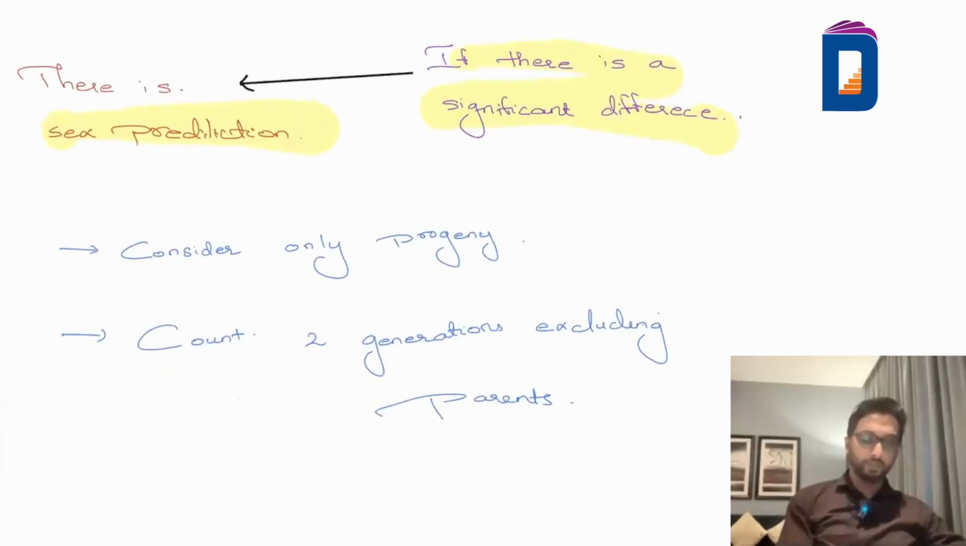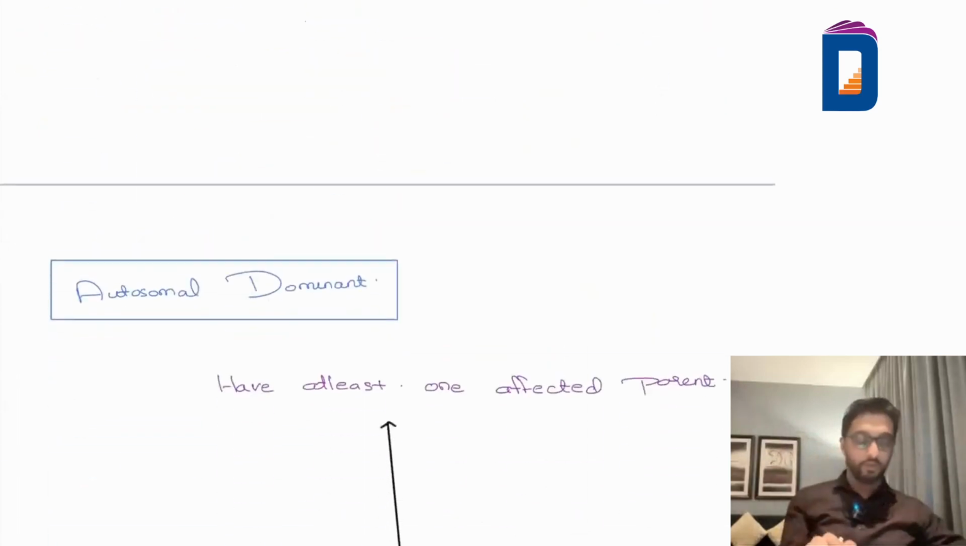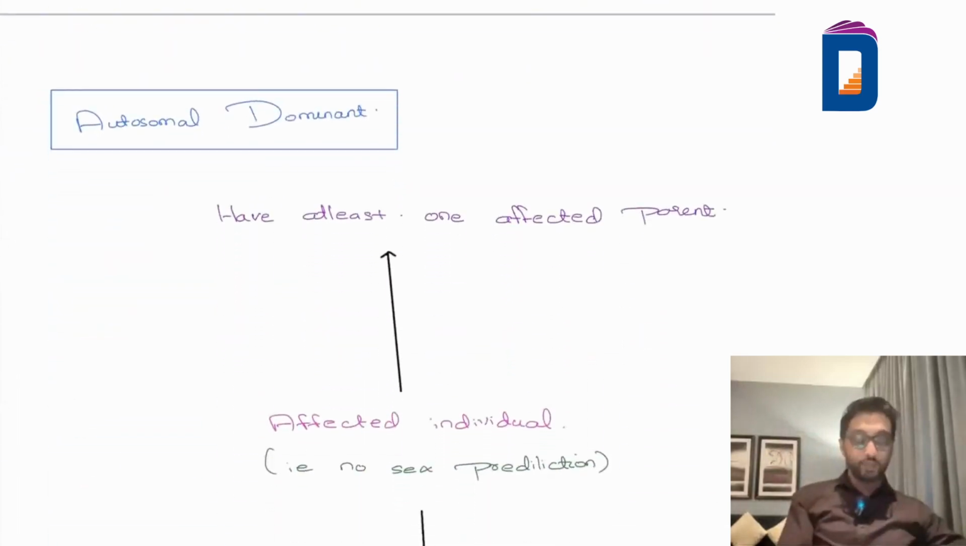2 rules just to keep in mind: count only the progeny, not the parent generation. Count 2 generations excluding the parent. Come down, not the first line only. We'll come to this. So let's understand autosomal dominance. We understood the X-linked dominant and recessive, whether males and females are affected or only males. Now we'll come on to autosomal dominant.